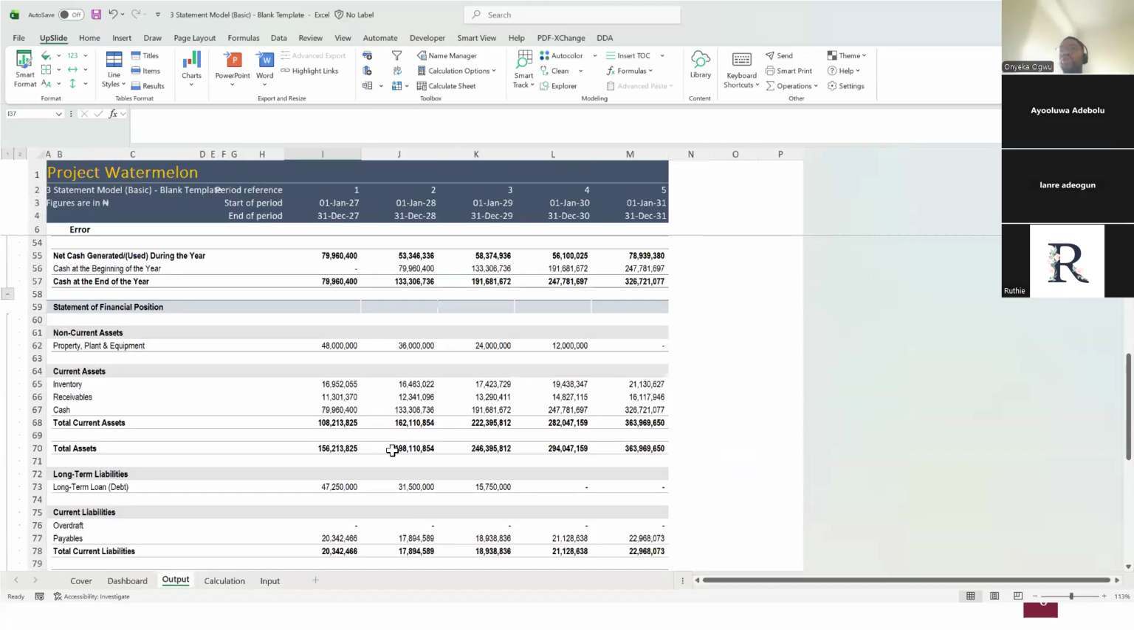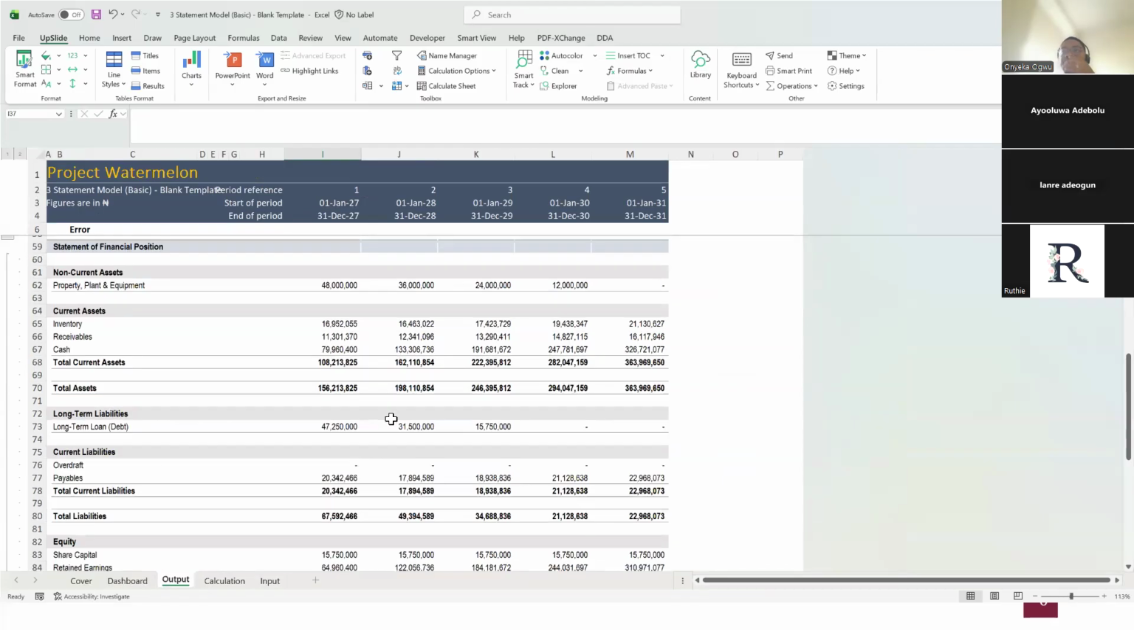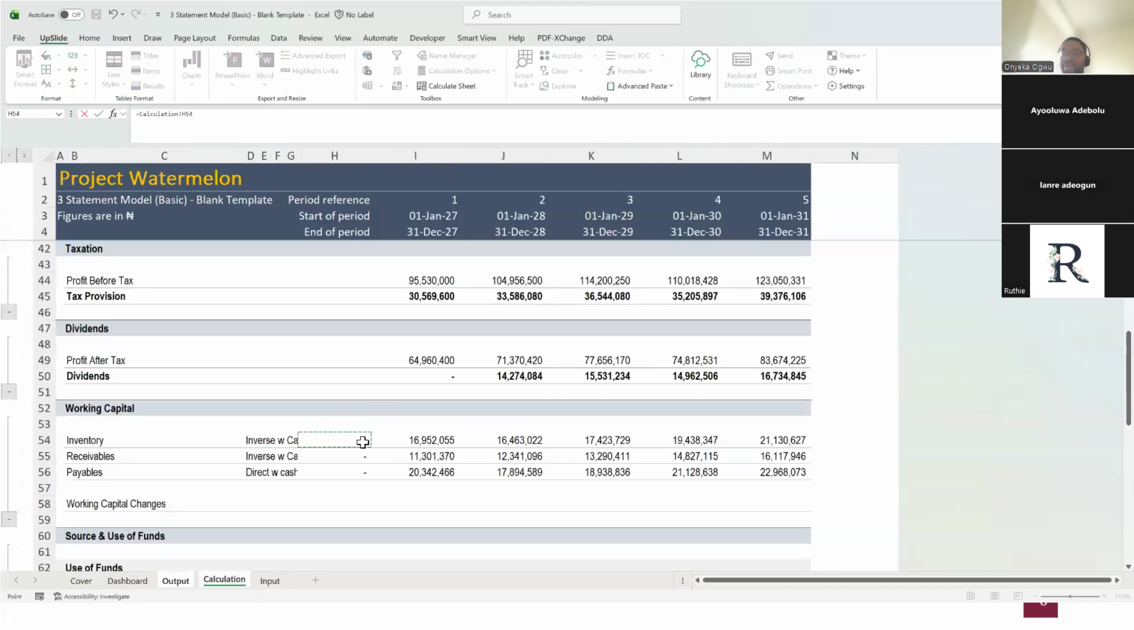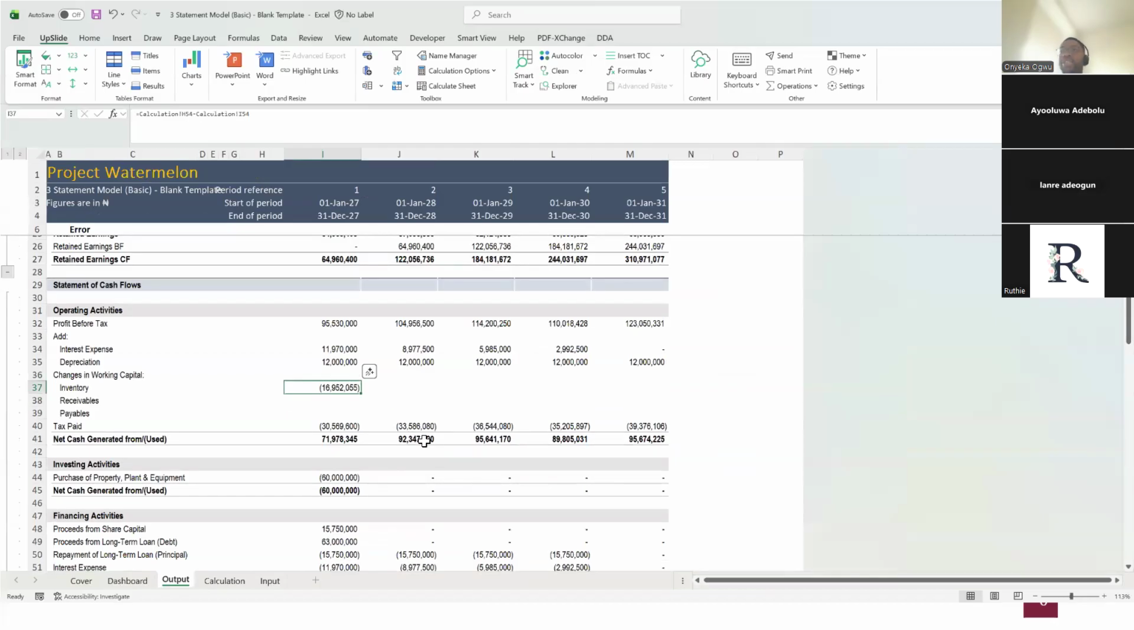Inverse. So what we do here in our output is year 0 minus this, right? Because this just means that our inventory went up by 18.9. But in terms of cash, it means cash went down by 18.9. Do you understand? The same thing for receivables.